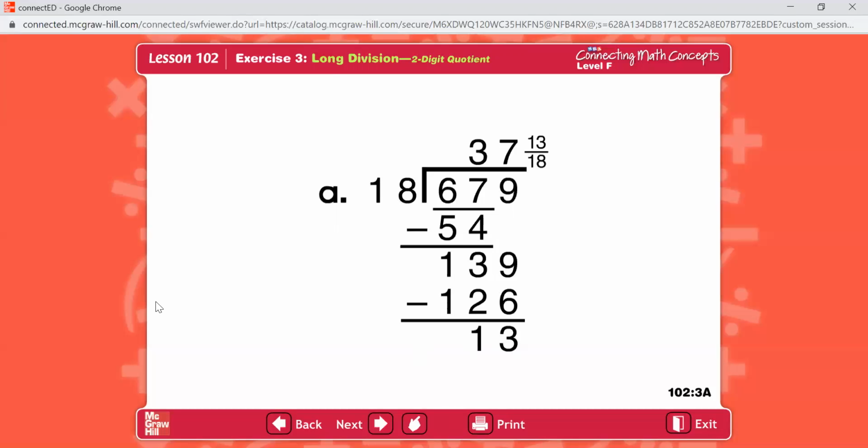Problem B, 1,736 divided by 62. Copy the problem. Underline the digits for the first division problem you work. Work that problem. Then work the problem for the ones digit of the answer. Pause the video now to do the work.